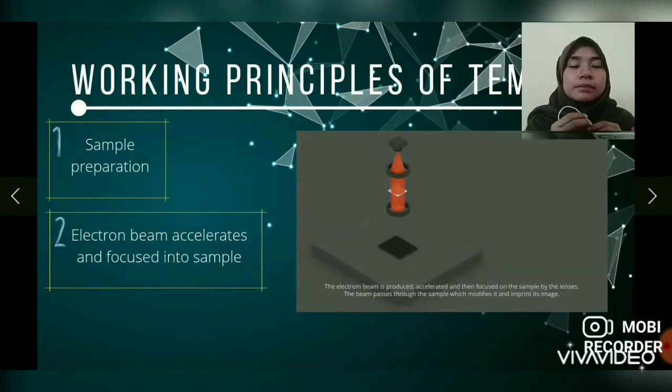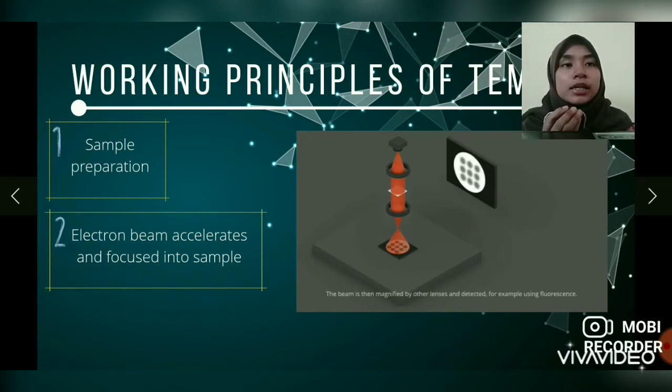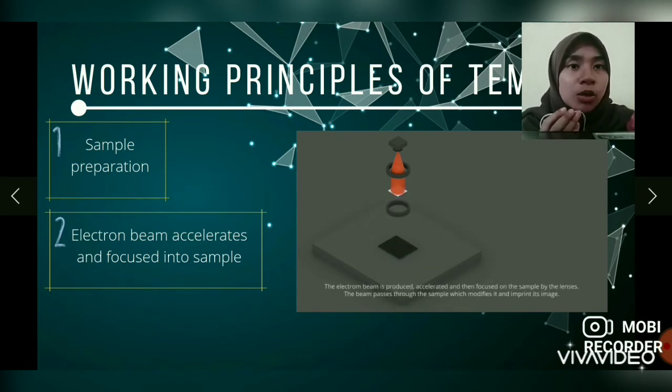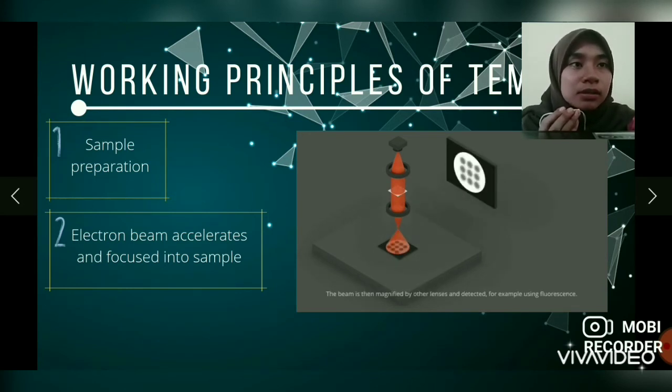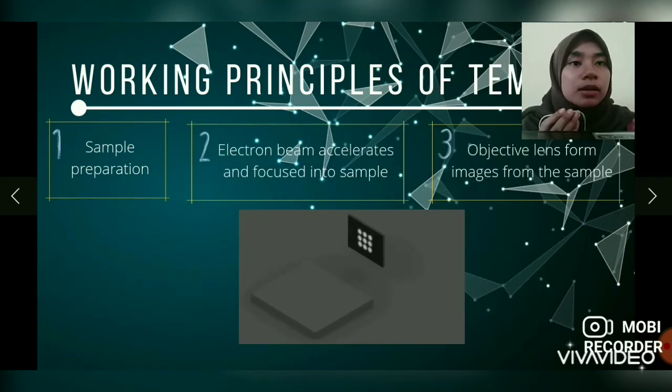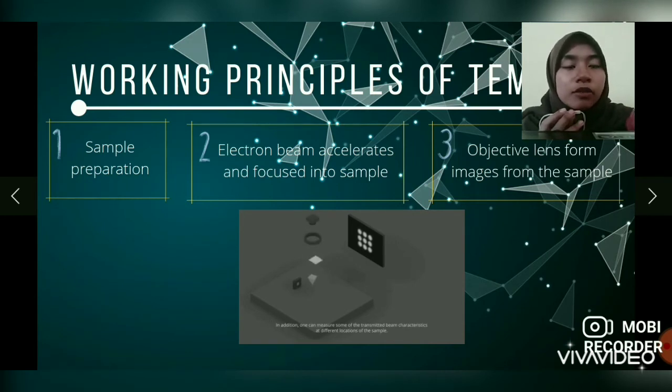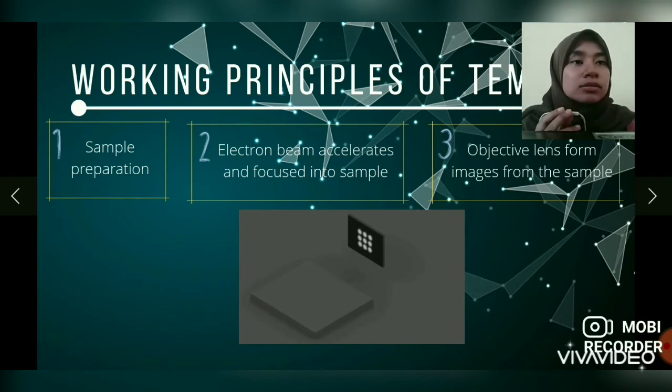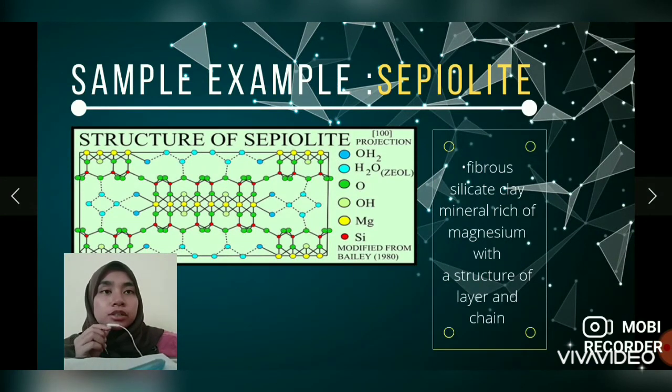And for the next step, as the sample has been put on its stage, an electron beam will be produced, accelerated, and focused onto the sample. And for the third step, after being focused on the sample, it will produce an image by the objective lens. And then we will proceed to the sample example, sepiolite.